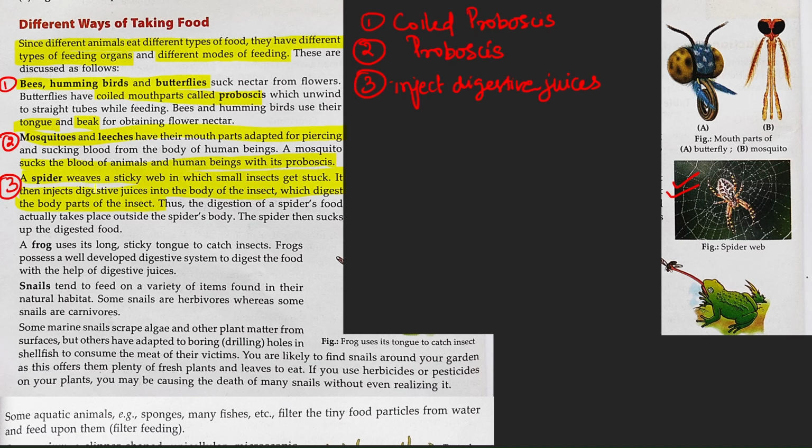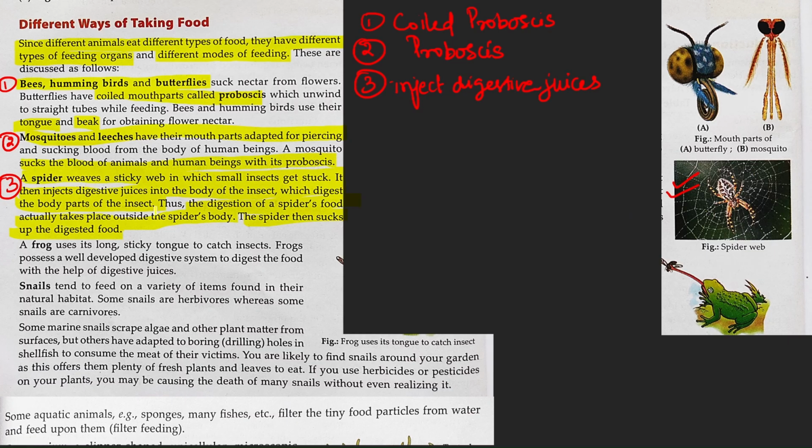A spider weaves a sticky web in which small insects get stuck, the prey. It then injects digestive juices into the body of the prey, which digests the body part of the prey. Thus, the digestion of a spider's food actually takes place outside the spider's body. The spider then sucks the digested food. So this digestion happens outside the body. I didn't know about this.